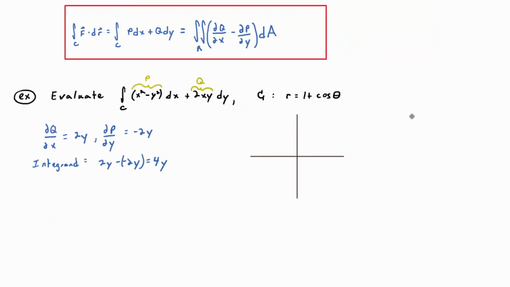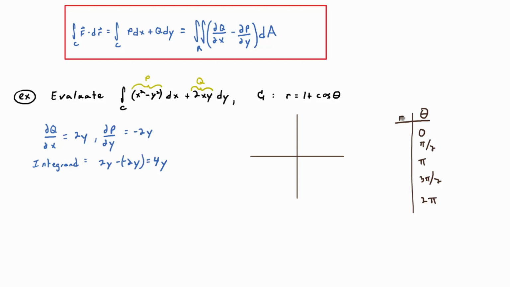And let me go ahead and make a table. R, theta. And you know what? I'm going to be lazy here. I'm just going to plug in the corners. Do you know what I mean by that? I'm going to plug in theta at the corners. They're not really corners, but 0, pi over 2, pi, 3 pi over 2, and 2 pi.